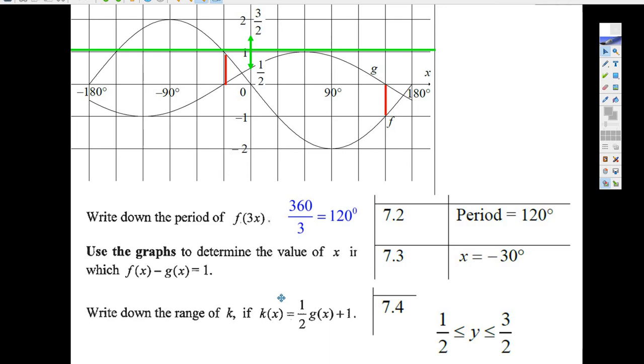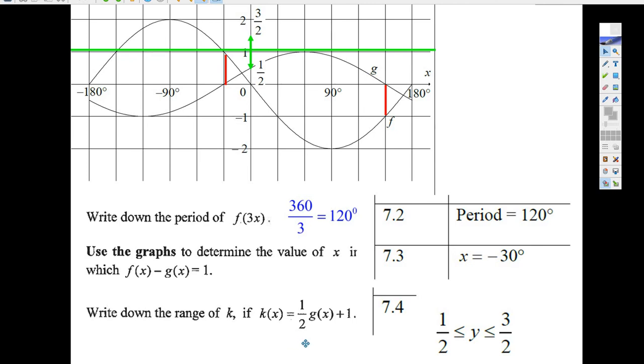The period's 120 degrees. Use the graph to determine the value of x in which f of x minus g of x is 1. Well, there's f, and I might look here. Hey, that looks like it's 1 between f and g, but f minus g here would be negative 1. The only place that works, there's the function f, there's the function g, the only place where it looks like 1 unit, it's right at minus 30 degrees.